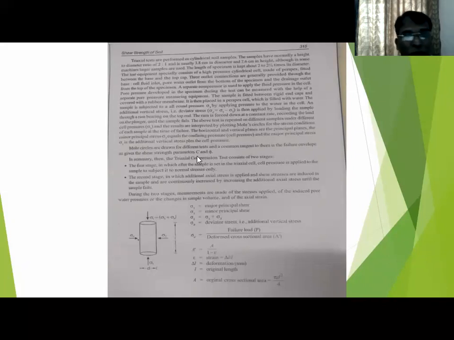अच्छा, sigma 3 को हम क्या बोलते हैं? Confining pressure, याद रखो. And the major principal stress sigma 1 is the additional vertical stress plus the cell pressure. मतलब जो additional pressure लगा रहे vertically plus cell pressure, that is the sigma 1. So what we get here is sigma 1 and sigma 3. More circles are drawn for different tests, and a common tangent to them is the failure envelope, which gives the shear strength parameters C and phi.